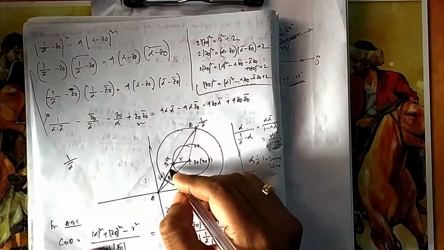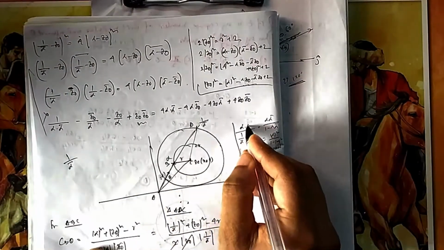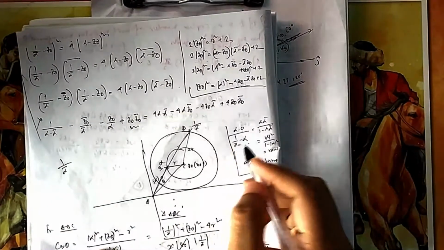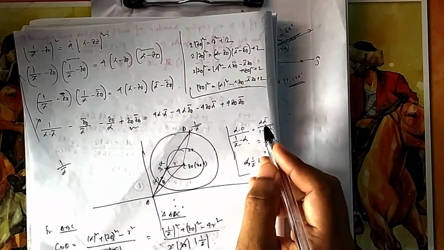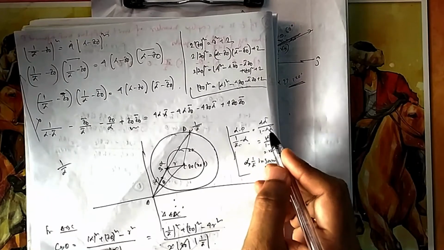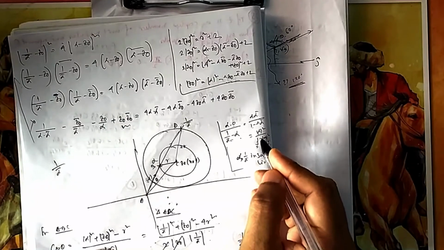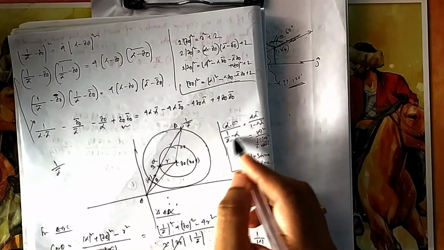So if you see now, this vector is alpha minus 0. This vector is 1 by alpha bar minus z0. If you divide these two vectors, take LCM, then alpha bar will come. Alpha bar by 1 minus alpha bar. What is alpha bar? Mod alpha square. So this is real, this side is real. When does it become real? If these two vectors are parallel vectors.